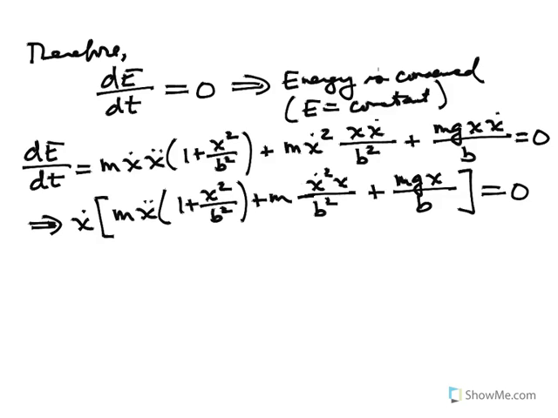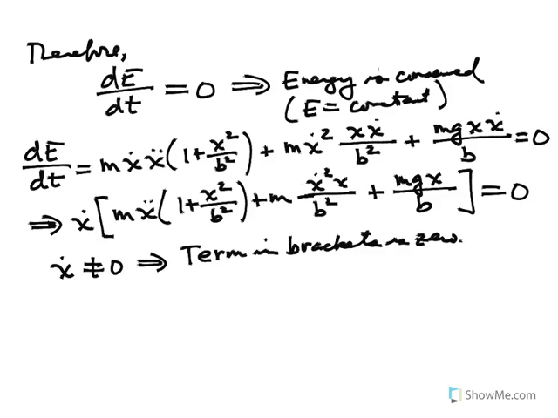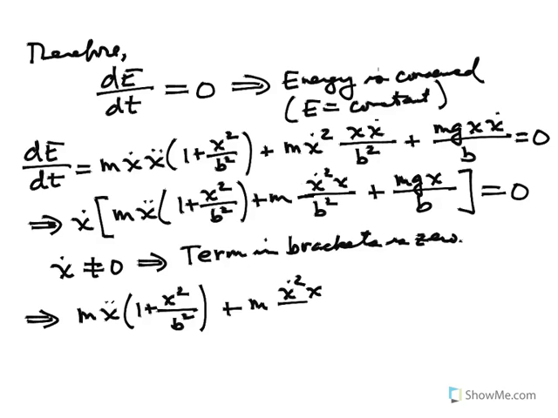Now again, we notice that x dot is not equal to 0, otherwise there wouldn't be any motion, which means that the term in brackets is 0, which implies that m x double dot times 1 plus x squared over b squared, plus m times x dot squared x over b squared, plus mgx over b has to equal 0.